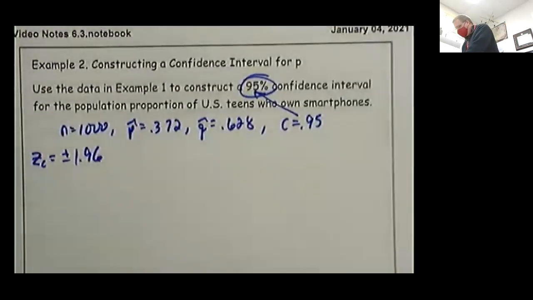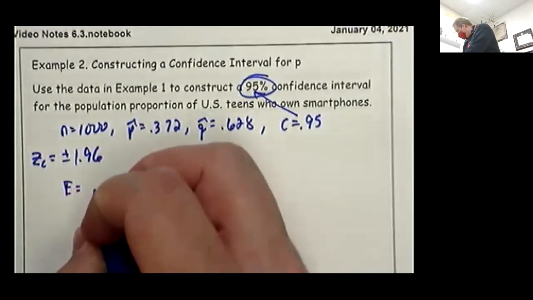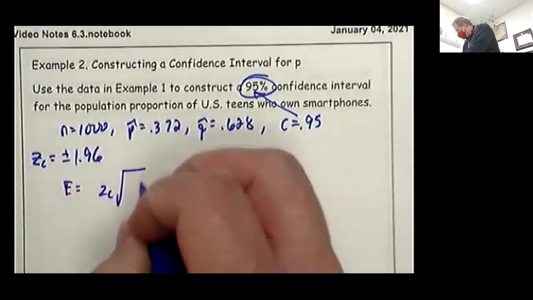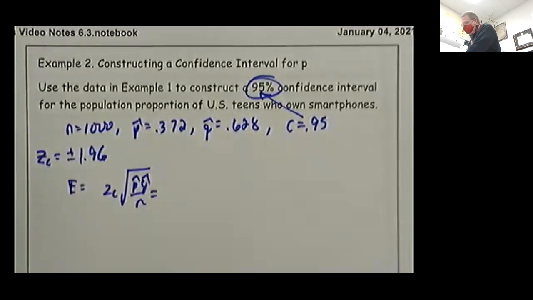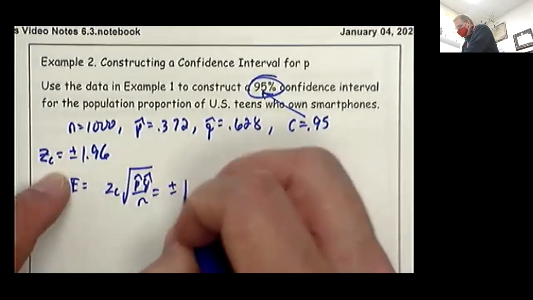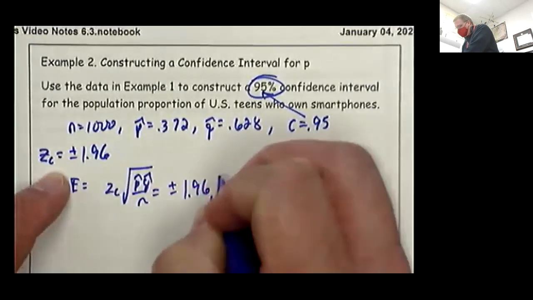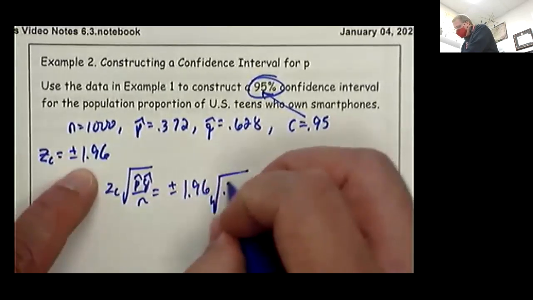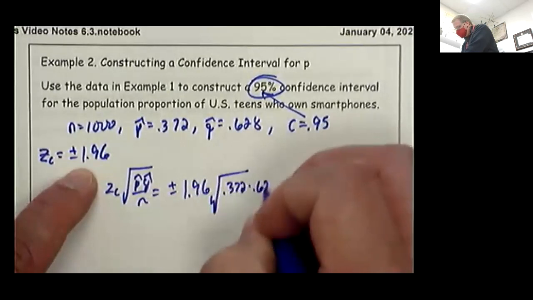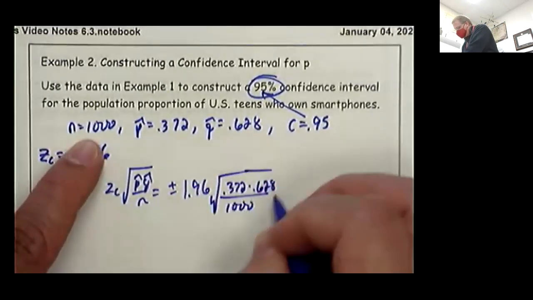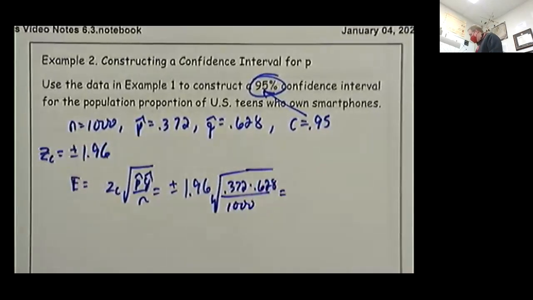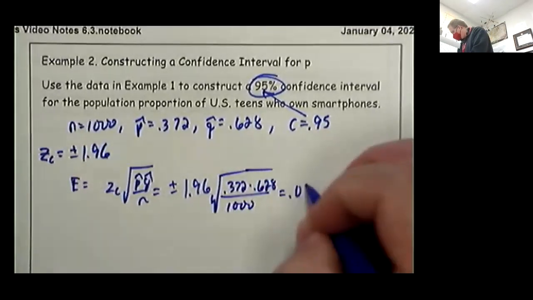Therefore, we're going to calculate our error. Our error is using the formula, our Zc score times the square root of p hat q hat over n. And we're just going to plug in numbers. So this is plus or minus 1.96 times the square root of p hat, which is 0.372, times 0.628, all over n. n is 1,000. We're going to punch that into our calculator and we get 0.030.